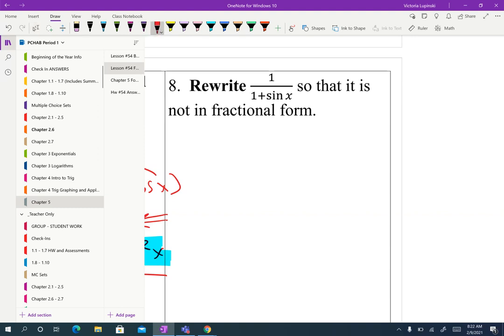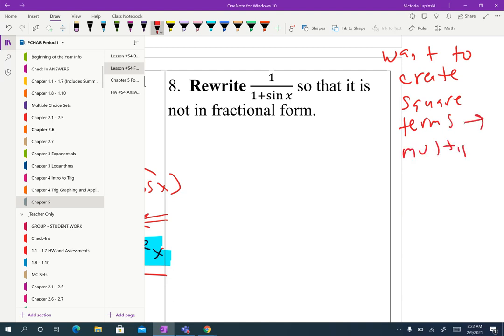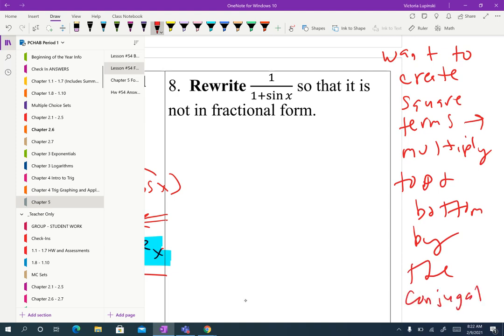So here's the strategy, which again, you would not think to do without me. So you want to create square terms. In order to do that, you are going to multiply top and bottom by the conjugate. We've seen conjugates a couple times today, but mostly they kind of made themselves organically. Now we're going to go ahead and force there to be a conjugate. So what does that mean?